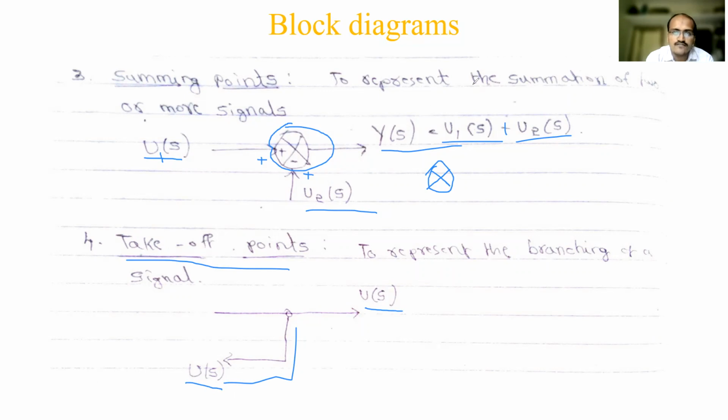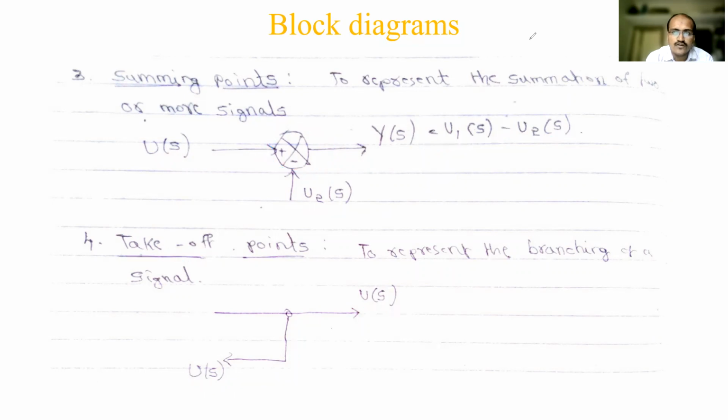Understanding this is very important before going any further. So what are the four elements? One is blocks, which have a rectangular or square box. Then arrows to indicate the direction of signal flow. Third, summing points to add two or more signals. Fourth, takeoff points to represent the branching of a signal. We'll understand once we see the block diagrams, and we will be using these familiarly.